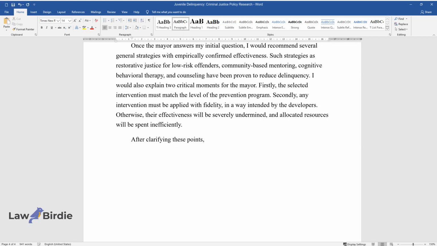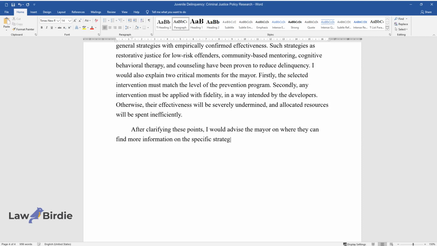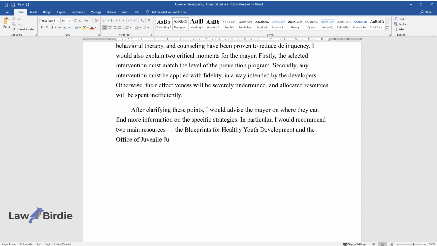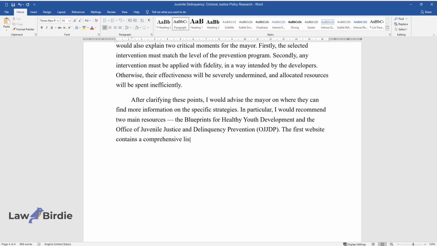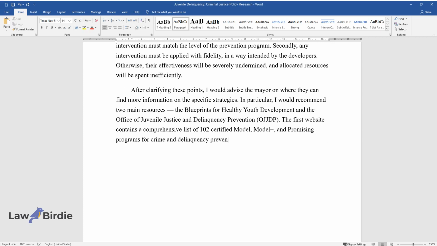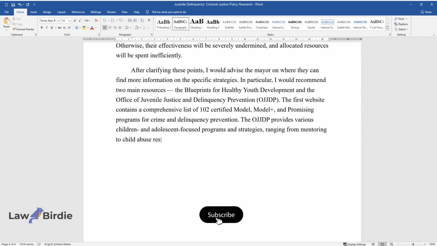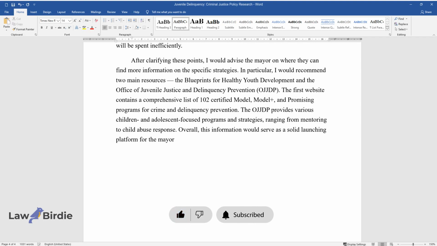After clarifying these points, I would advise the mayor on where they can find more information on the specific strategies. In particular, I would recommend 2 main resources: the Blueprints for Healthy Youth Development and the Office of Juvenile Justice and Delinquency Prevention, OJJDP. The first website contains a comprehensive list of 102 certified Model Plus, and promising programs for crime and delinquency prevention. The OJJDP provides various children and adolescent-focused programs and strategies, ranging from mentoring to child abuse response. Overall, this information would serve as a solid launching platform for the mayor's initiatives.